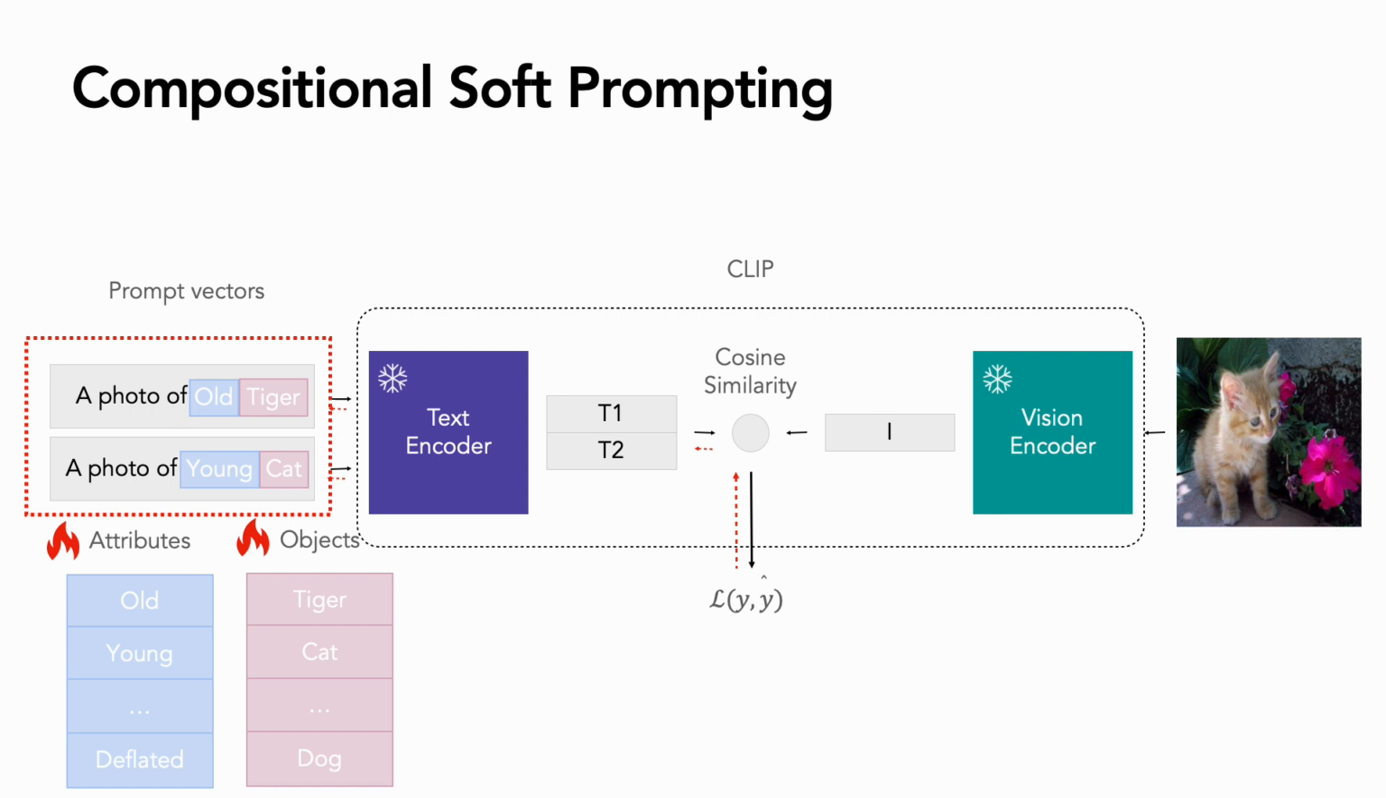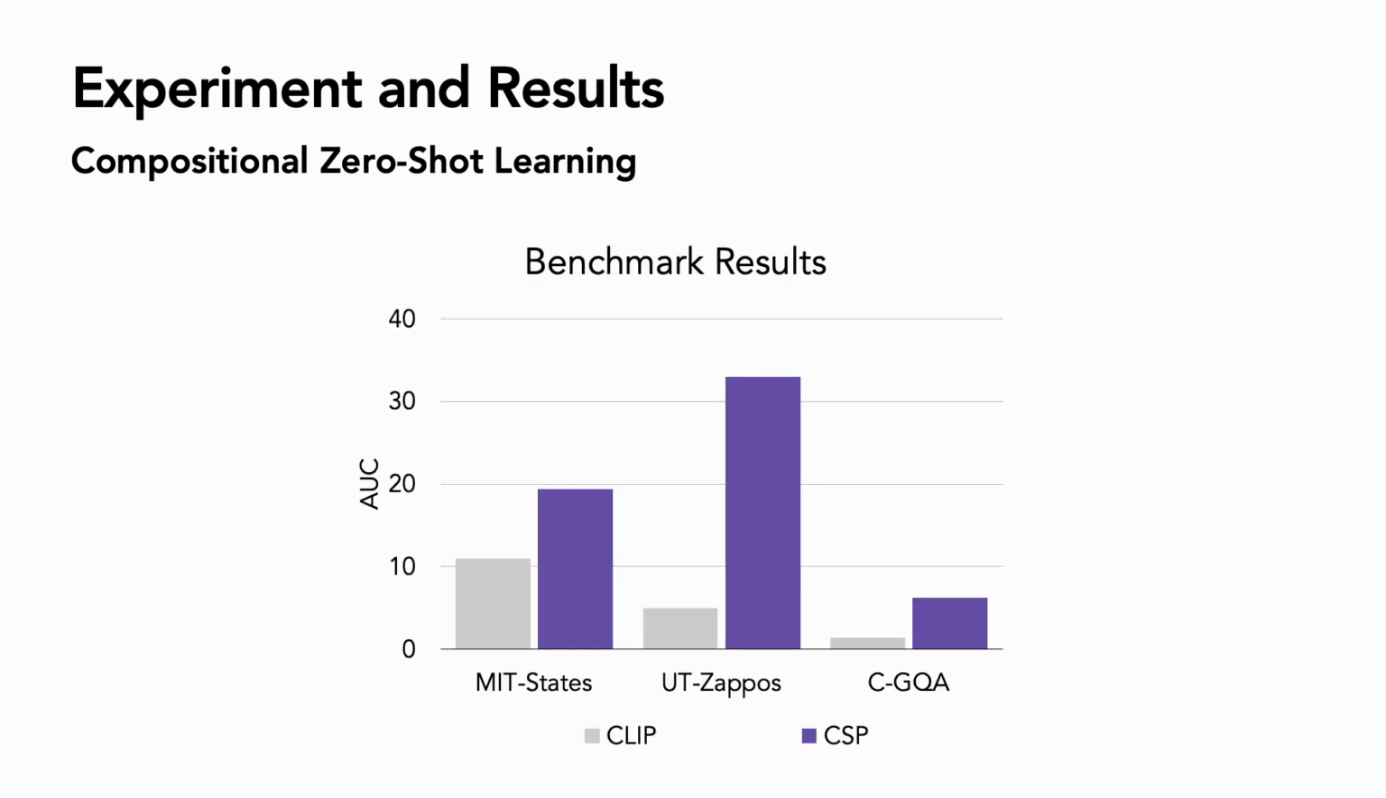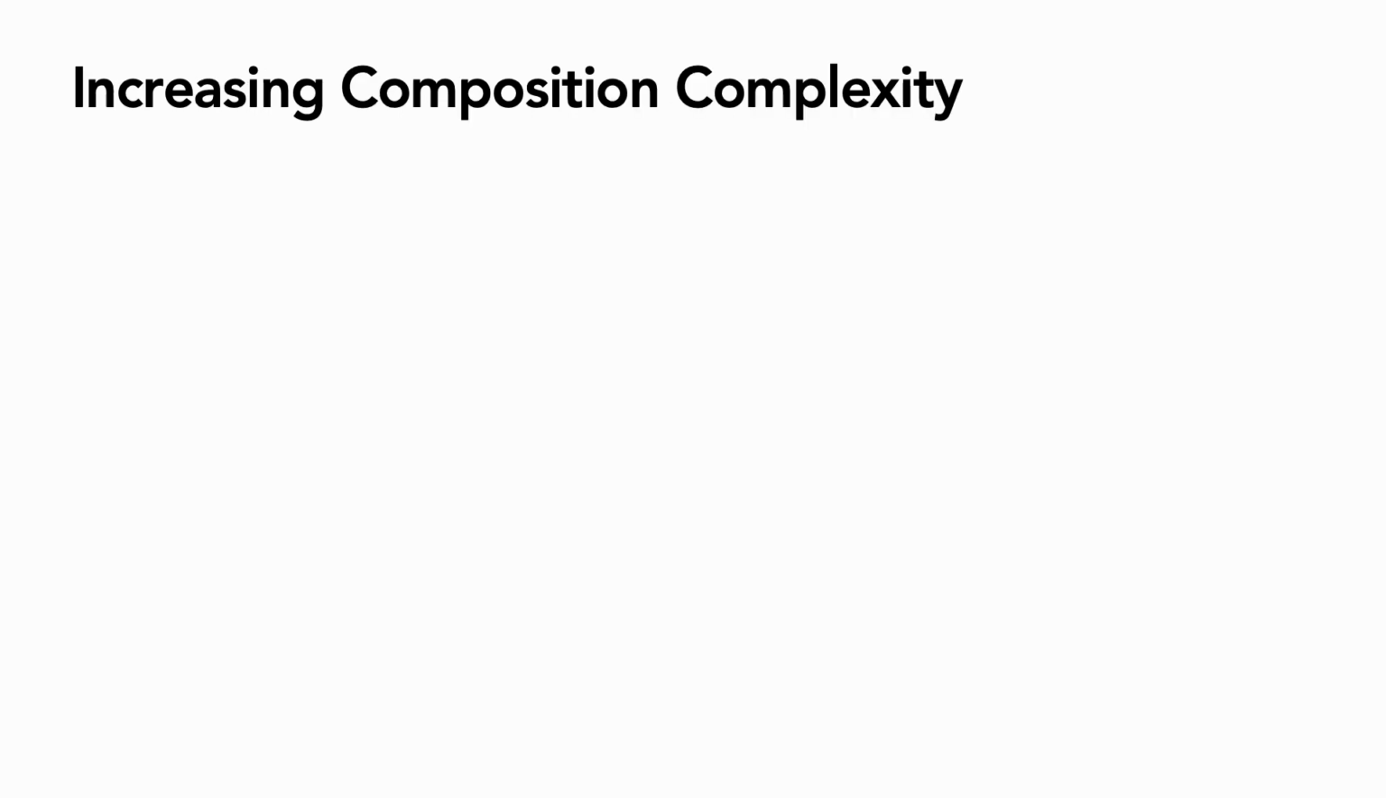Our approach moves away from the current trends in soft prompting and modularizes the prompts. This allows us to recompose them during inference. For instance, we recompose the fine-tuned embeddings to produce the soft prompts for young tiger and old cat and predict the same way. We perform experiments on the compositional zero-shot learning benchmark, which includes fine-grained classes defined by attributes and objects. Our results show that compositional soft prompting, or CSP, significantly outperforms CLIP on the standard datasets.